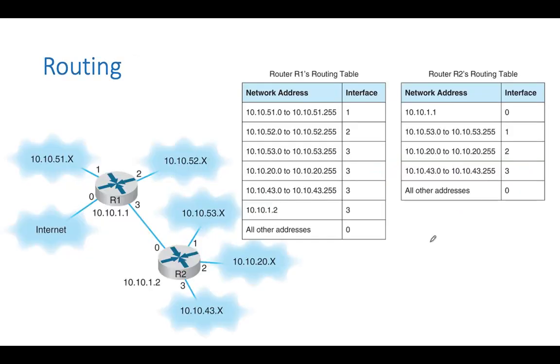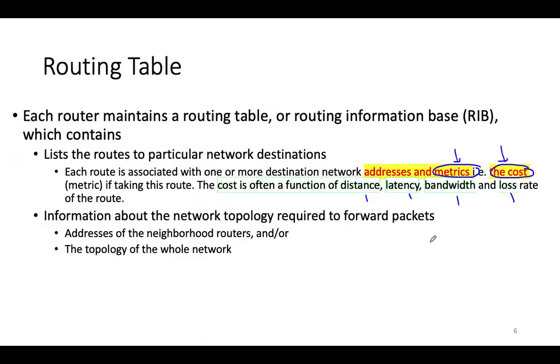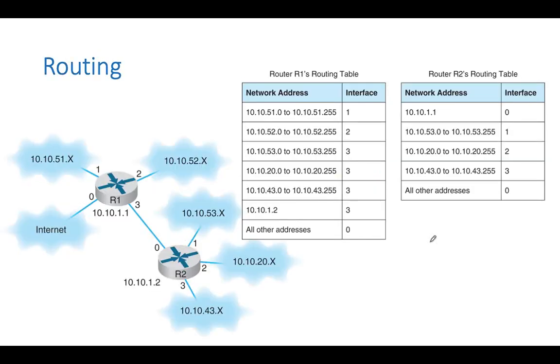inside each router we have what we call the routing information base, or the routing table in short. What's in the routing table? Usually the interface, the network, what is network linked to. For example, router number 1, what it has. It has, for example, this network 10.10.51, whatever the X is. Which interface is that? That's interface number 1.